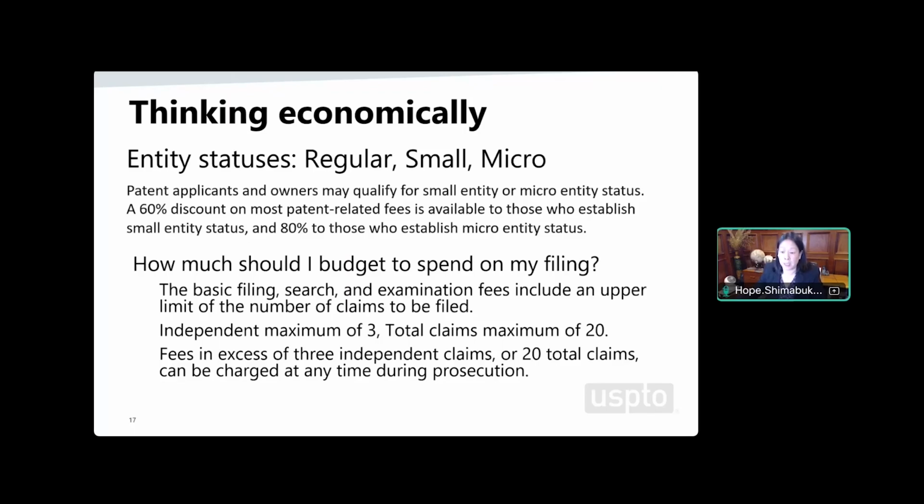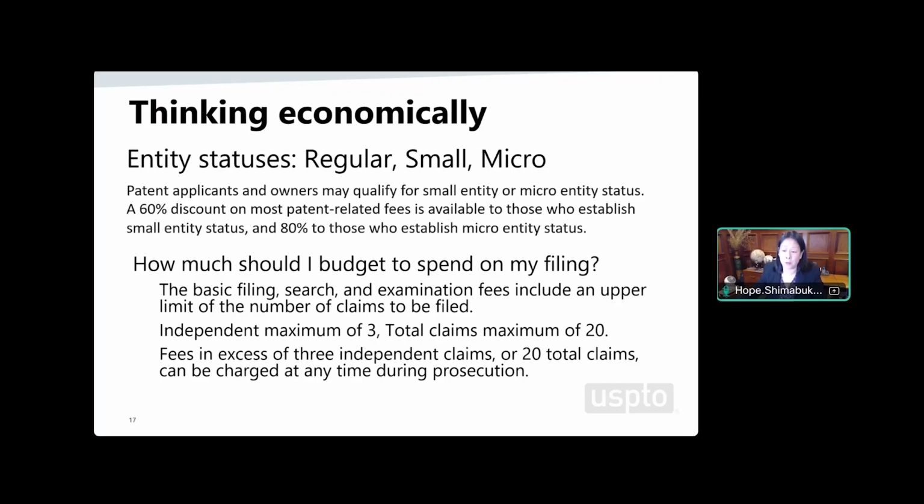The basic fees include up to 3 independent claims and 20 total claims altogether. Now, these fees can actually be mitigated by applying for a certain entity status if you qualify, specifically a small or micro entity status, which will reduce your USPTO fees. Now, remember, this is just USPTO fees. It is not your attorney fees. So, including any claims more than 3 independent claims or 20 total claims will automatically incur extra fees.